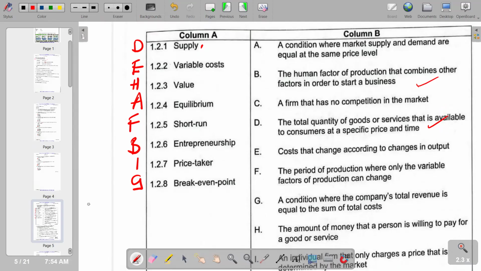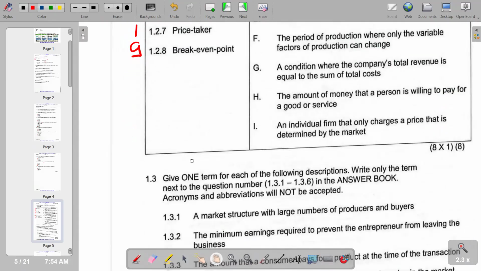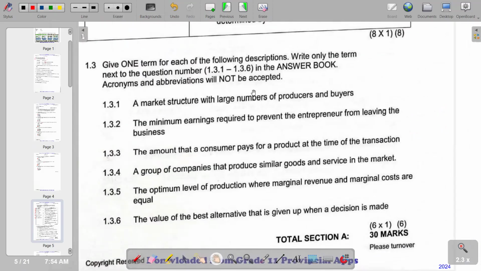So with that, we try to move on to the next section. According to our section A, we've got 1.3, which reads, give one term for each of the following descriptions. So we have got 1.3.1, which reads, a market structure with a large number of buyers and sellers.